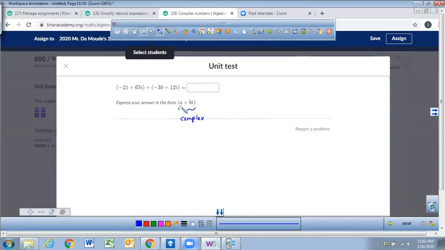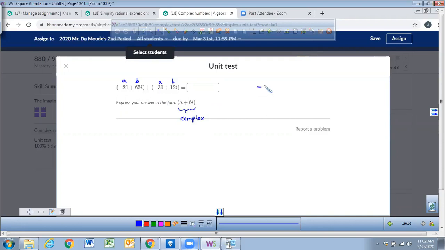All right, so Allie, in a plus bi, one of these is real and one of these is imaginary. Which one do you think is real? The a or the b? The a. Right. So right now, these are the a values right here, and then these are going to be the b values. So what do we do with the a values and the b values? We're just adding them together.